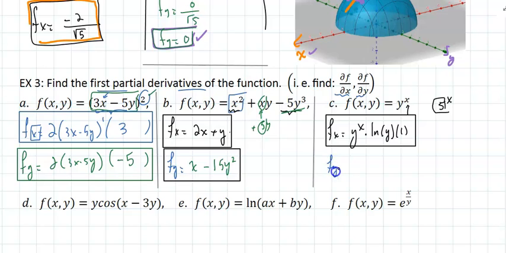What about f sub y? If I'm looking at this as f sub y, that looks like y to the 5th power. How do you take a derivative of that? You bring the power down, subtract 1 from the power.